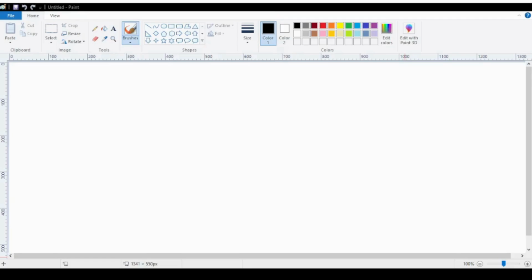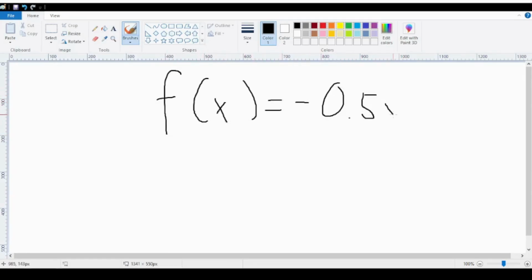Alright, here's the situation. We have a cave and its height changes as you move deeper inside. The height of the cave at any point is modeled by a simple rule. We take the distance from the entrance, square that, and multiply by negative one half. Then we add 20 to that value.